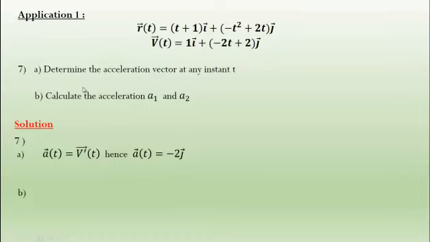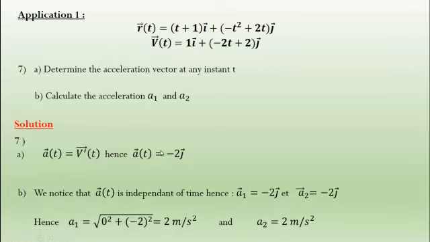Now the question is calculate a1 and a2. We notice that a is independent of the time. This means the a1 vector is the same as the a2 vector, which is the same as minus 2j. So in order to calculate the value, we do the radical of ax squared plus ay squared, then it will be 2 meter per second square. This is a1 and a2. So always, in order to calculate, first we find the vector, second we deduce the value.